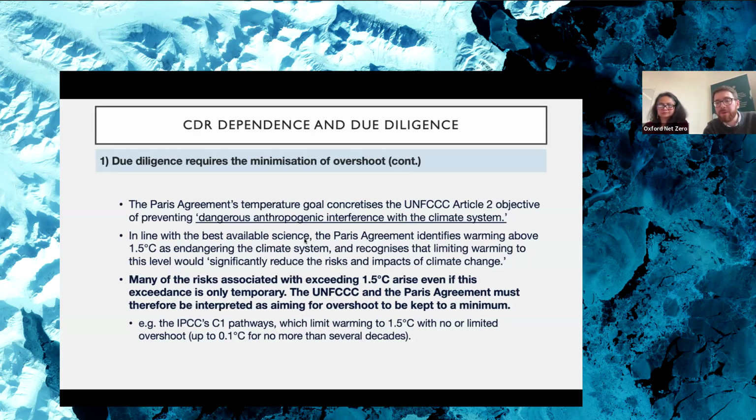And right now, a good proxy for that, we would suggest, is the IPCC's C1 pathways from AR6, which is a bit of a technical detail, but essentially what those do is they stay below 1.5 degrees with no or limited overshoot. And no or limited there is understood as only exceeding 1.5 degrees by up to 0.1 degrees and for no more than several decades. This is the kind of thing that a duly diligent state would be trying to act in line with.